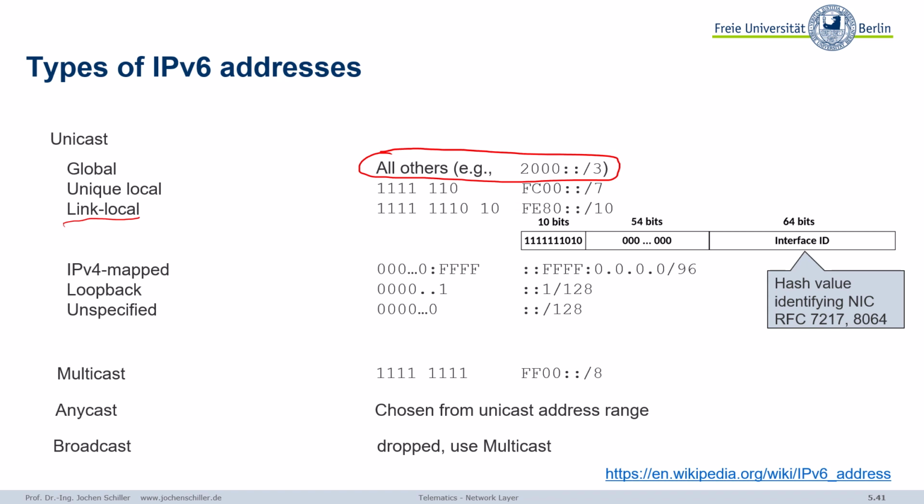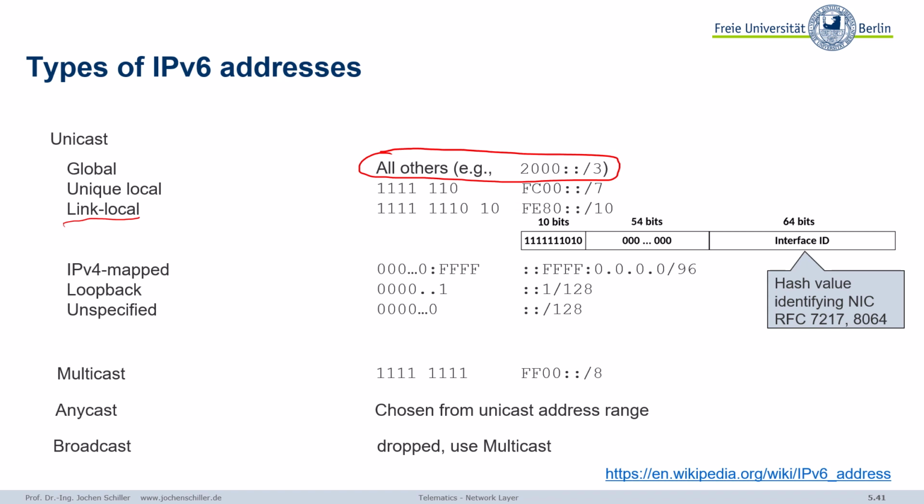Then there are some other addresses, mapped addresses, where we can map IPv4 into IPv6. There are some loopback, some unspecified, but also multicast addresses. And we have something new: anycast, which I will explain. That's basically a unicast address. As soon as more than one interface has the same unicast address, it's called an anycast address. We have no more broadcast. We use multicast, so no more broadcast here.